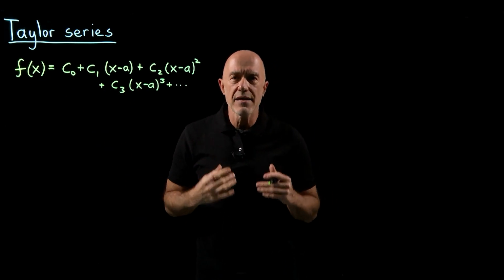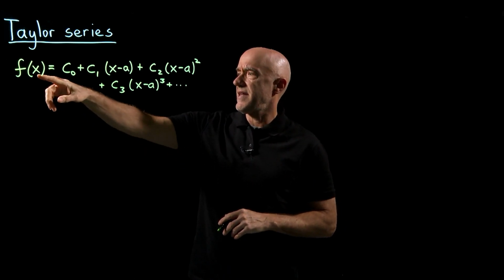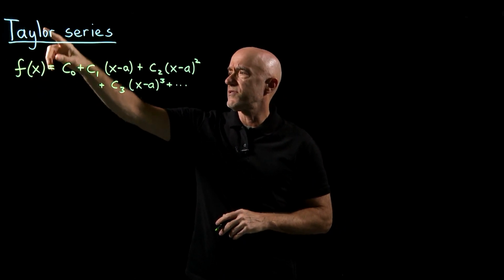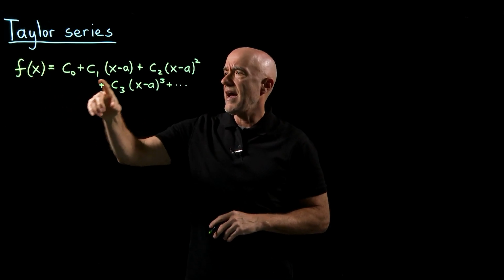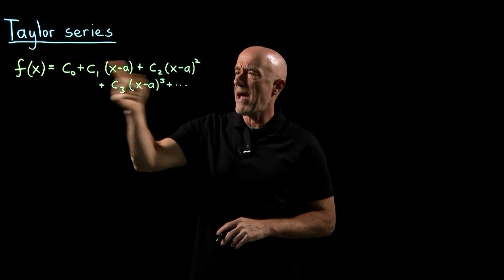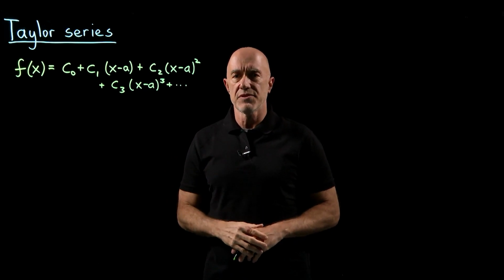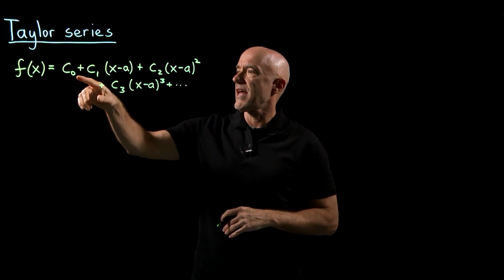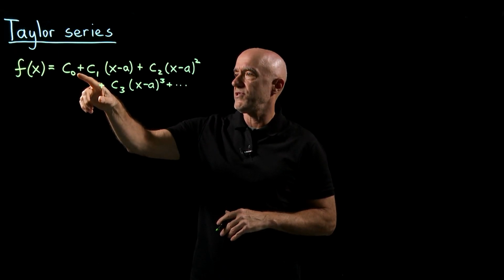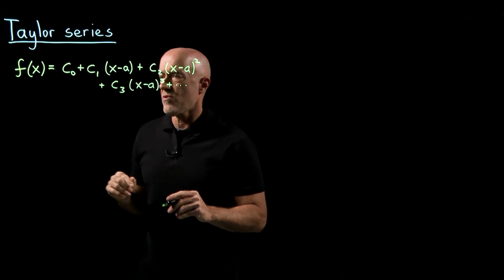So what's the main idea of a Taylor series? The main idea is that the function and all its derivatives evaluated at x equals a have to agree with the power series and all of its derivatives at x equals a. Those constraints will allow us to determine these coefficients C0, C1, etc. So let's see how that works.